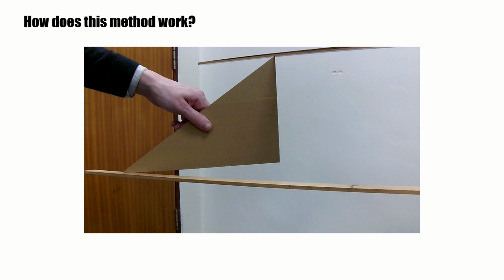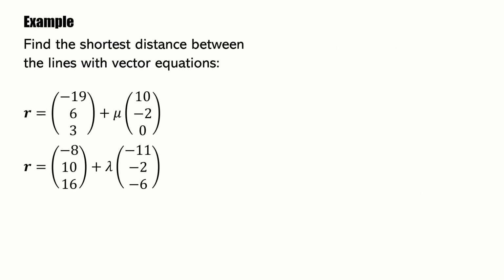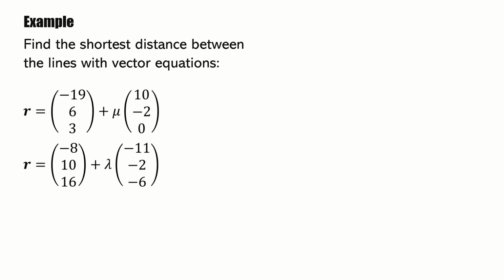Now let's actually do some calculations. So I've got an example. We've got to find the shortest distance between the lines with these two vector equations. I'm just going to launch straight into doing this as an example rather than explaining the steps beforehand, because it's one of those methods where it's easier to see it by doing it rather than explaining it in words beforehand. And also, now that I know what the question's asking me to do, I'm going to get rid of those words so I've got more room to work with.